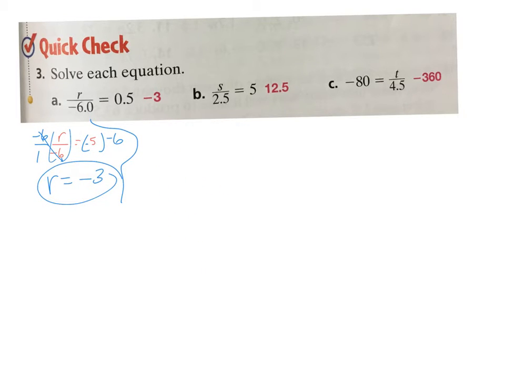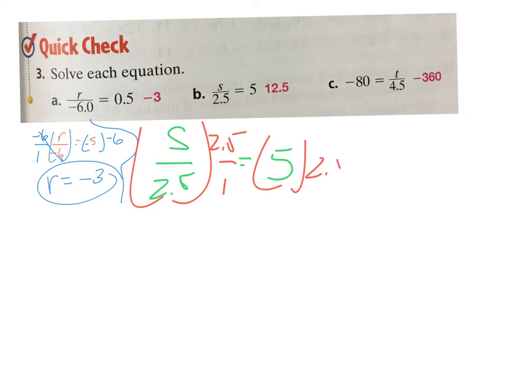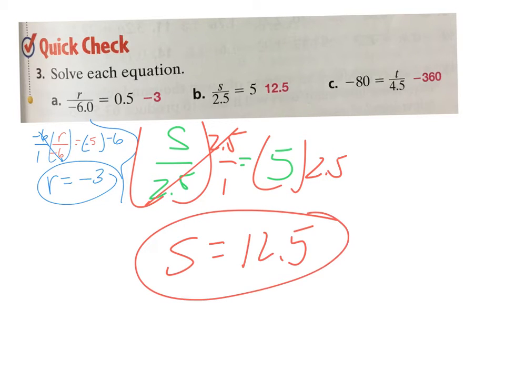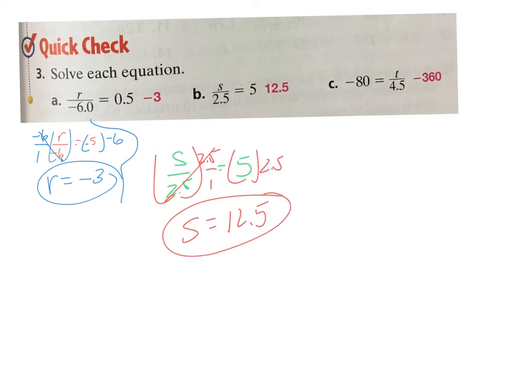The next one, so I'll rewrite this for us here. We have s divided by 2.5 equals 5. And I'm going to go ahead and multiply both sides by 2.5. So 2.5. These cancel out, so I get s equals, and 5 times 2.5, well, 5 times 2 is 10, right? 5 times 0.5 is 2.5, so I'm going to get 12.5. That's how I did that one in my head. Do you like that? All right. And get these out of the way.